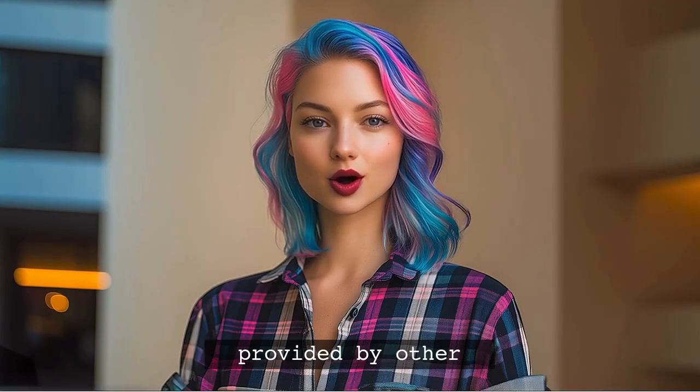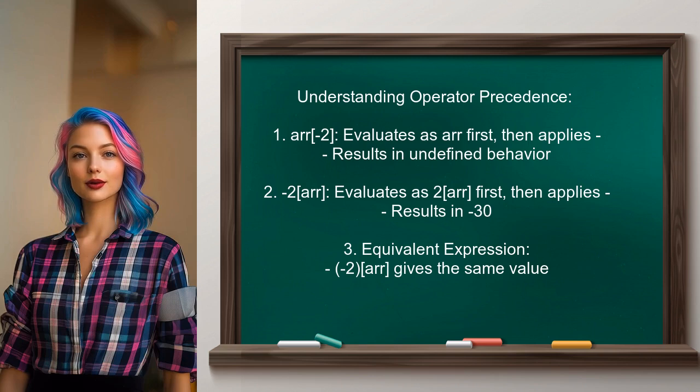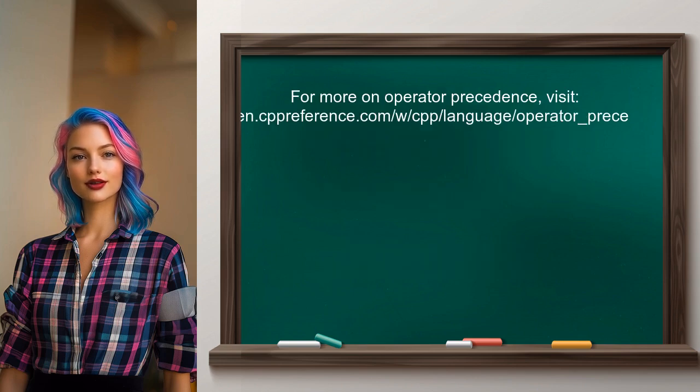Now, let's look at the answers provided by other users. This user explains that the difference between r[-2] and -2[r] comes down to operator precedence in C++. The subscript operator has higher precedence than the unary minus operator. So when you write -2[r], the compiler first evaluates 2[r] and then applies the negative sign, leading to undefined behavior. In contrast, with r[-2], the compiler evaluates -2 first, which is valid and results in -30. They also note that you can write it as -2[r] to achieve the same result.